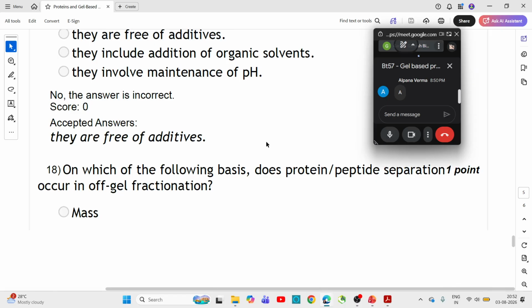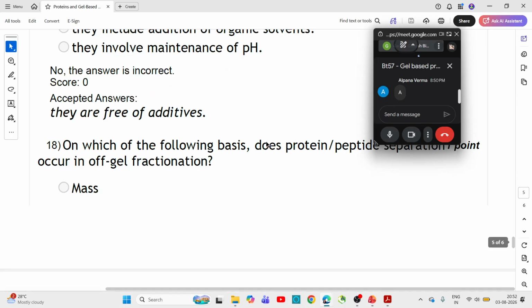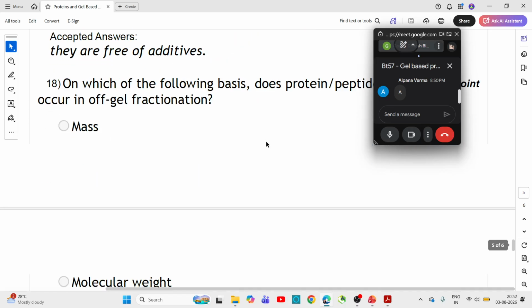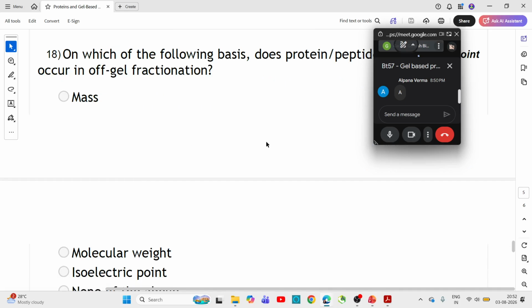On which of the following basis does protein peptide separation occur in off-gel fractionation? Mass, molecular weight, isoelectric point, or none of the above?